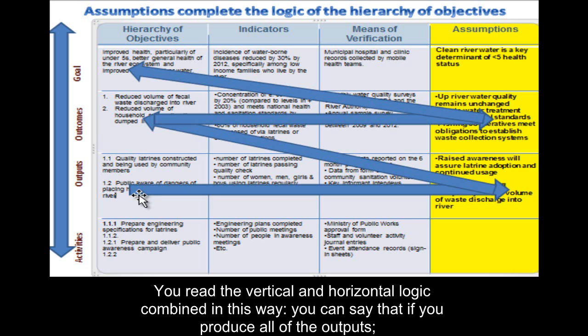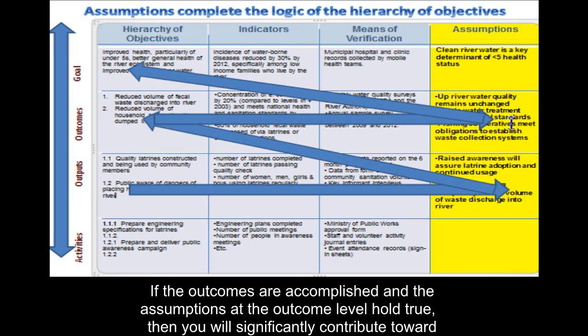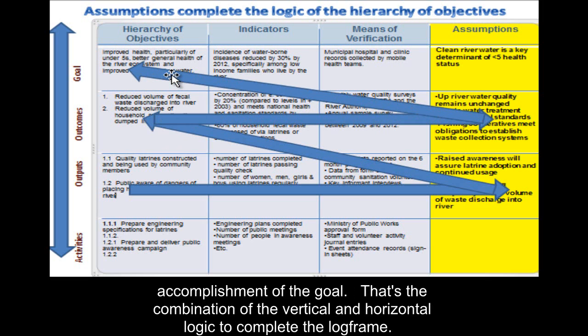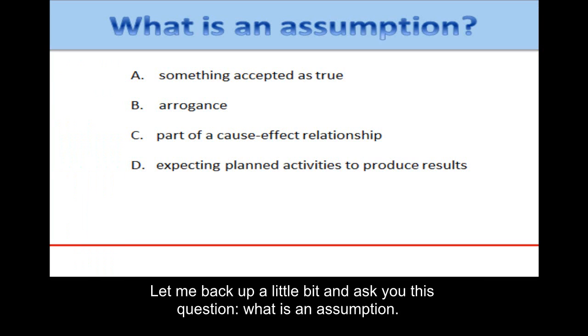So you read the vertical and horizontal logic combined in this way. You can say that if you produce all of the outputs and the assumptions at the output level hold true, then you will contribute significantly toward accomplishment of the outcomes. If the outcomes are accomplished and the assumptions at the outcome level hold true, then you will significantly contribute toward accomplishment of the goal. That's the combination of the vertical and the horizontal logic to complete the log frame. Assumptions are extremely important.